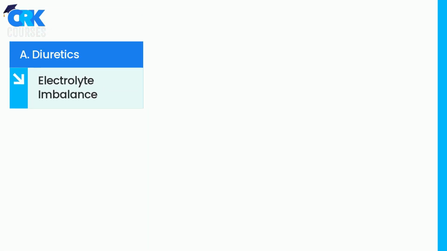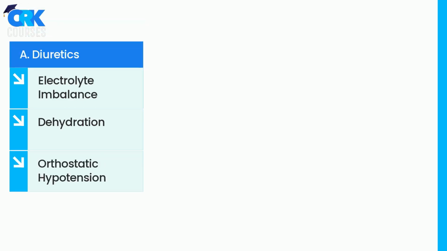Electrolyte imbalance. Diuretics can lead to the loss of potassium, sodium, and magnesium, potentially causing electrolyte imbalances. This may result in symptoms such as muscle weakness, cramps, or irregular heart rhythms. Dehydration. Increased urination caused by diuretics can lead to dehydration, leading to symptoms like dizziness, dry mouth, and fatigue. Orthostatic hypotension. Diuretics may cause a sudden drop in blood pressure when standing up, leading to dizziness or fainting.